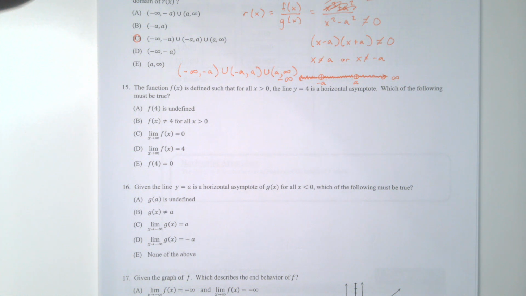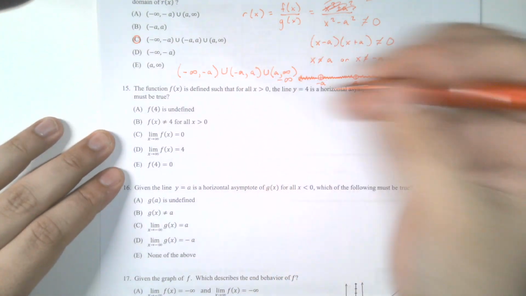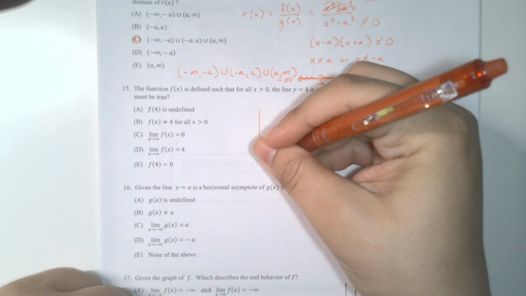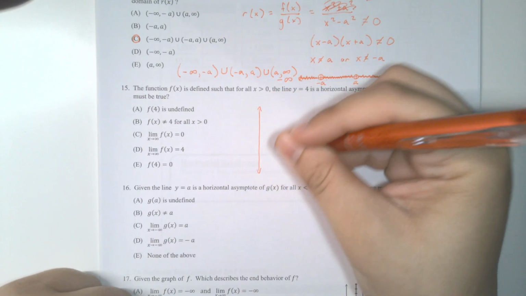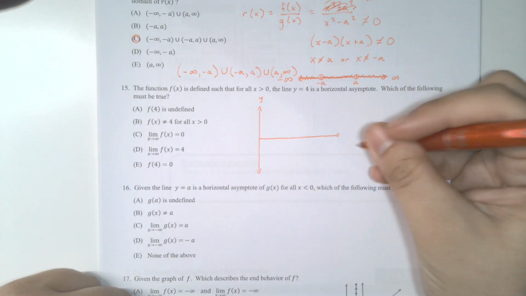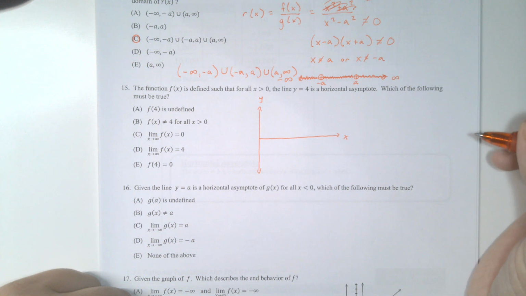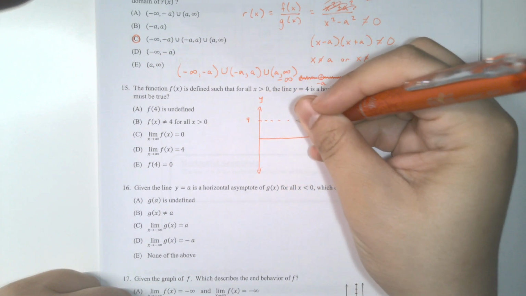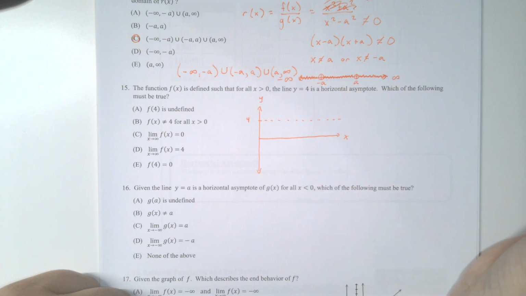Okay, welcome back. I'm just going to pick up where we left off with question 15. So we're given that this function f of x is defined for all x greater than 0. So we only know what's happening on the positive x-axis, but we know that it's defined for all x greater than 0. And the line y equals 4 is a horizontal asymptote. Which of the following must be true?